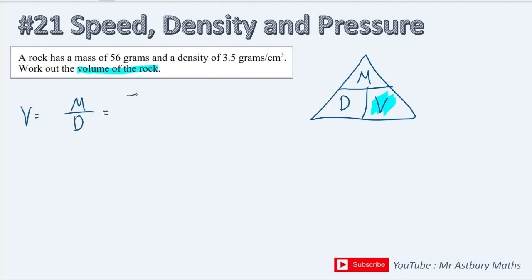The mass is 56 grams. The density, which is in terms of grams, so we don't need to do any conversions, is 3.5. And this gives me a value of 16. And because the density is in centimeters cubed, this will be centimeters cubed.